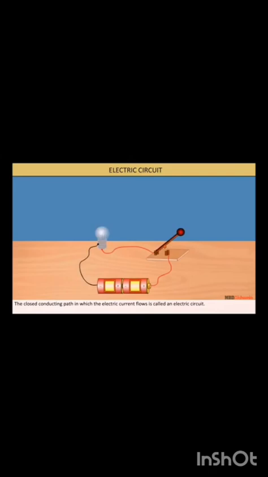Electric circuit. The closed conducting path in which the electric current flows is called an electric circuit. An electric circuit constitutes of a source of electric current, cells, etc., a conducting wire, an electrical appliance, bulbs, etc., a switch or key.